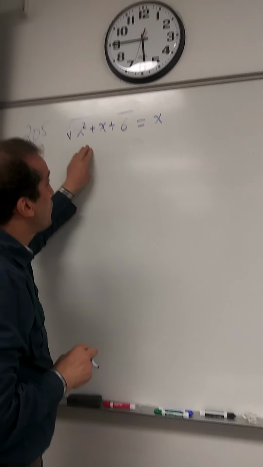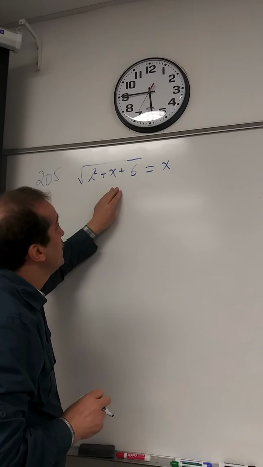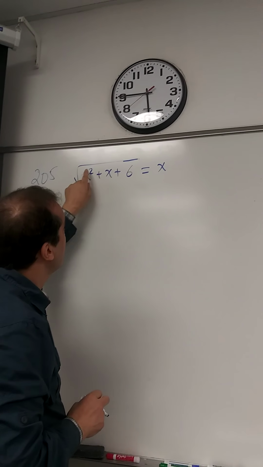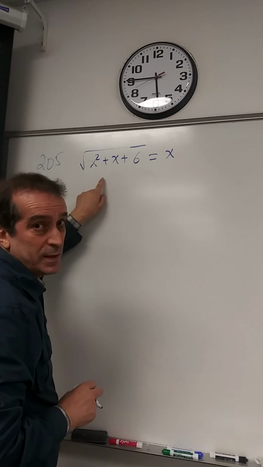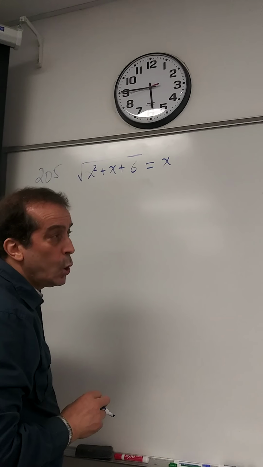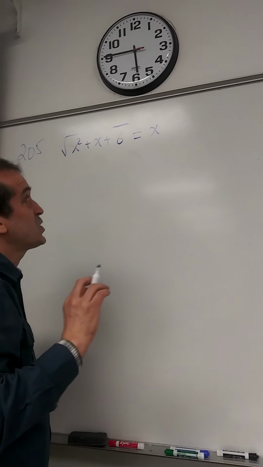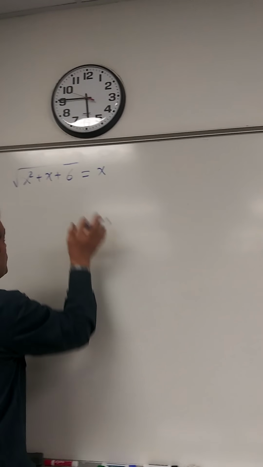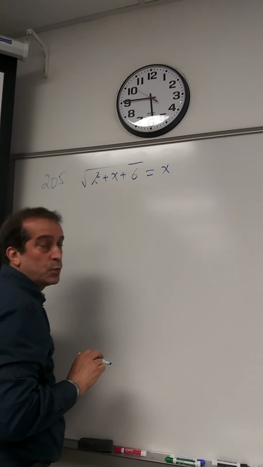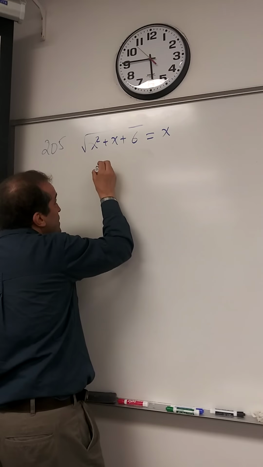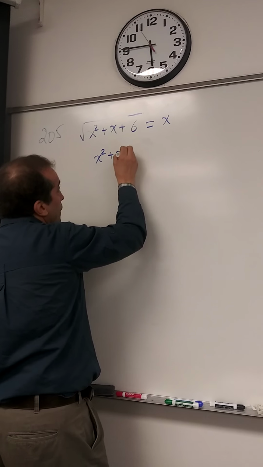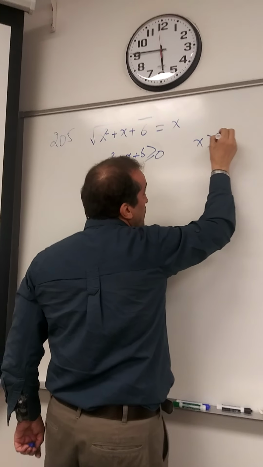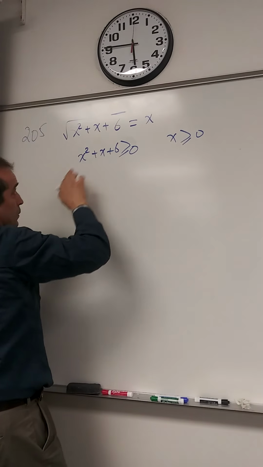I'm not going to bother doing the domain for this, and the reason is that what's inside here is always positive. And even if you didn't know and you did not do the domain, it's okay. You can go through the steps. When you get your final answer, put it back in the equation and see if it works. So we want this to be positive. We also want the right side to be positive. But I'm not going to bother with them.